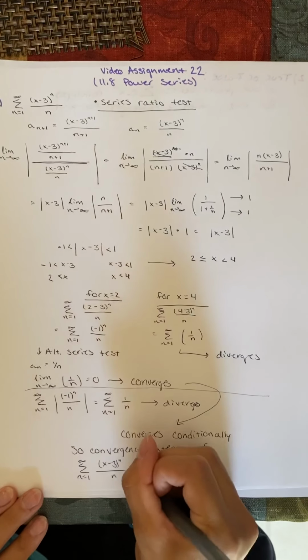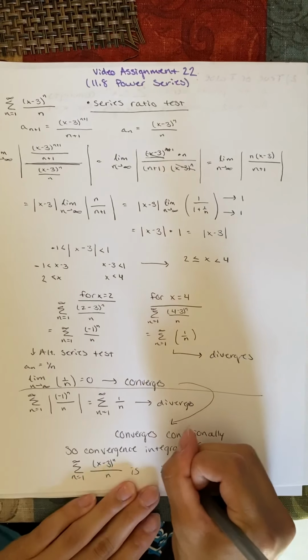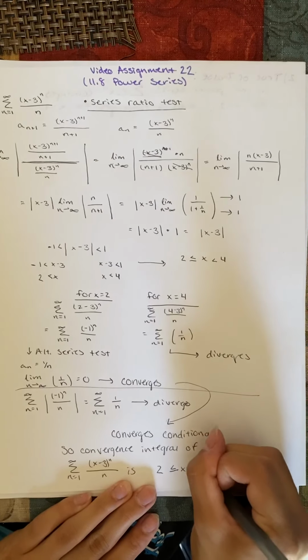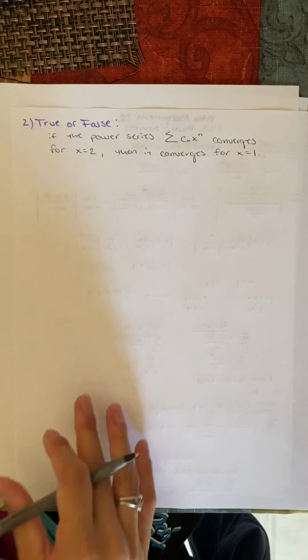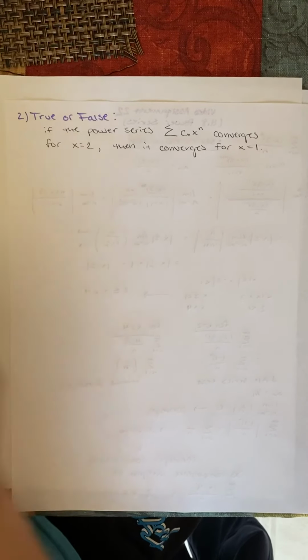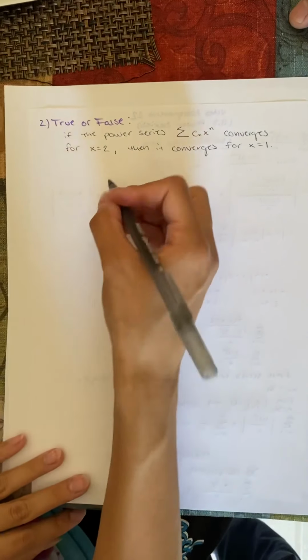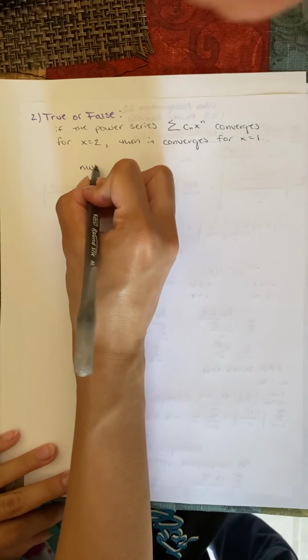So for the final answer, we've got 2 is less than or equal to x, less than 4 for that interval. And on the other side, we've got our true or false question about this power series: if it converges for x equals 2, then it must converge for x equals 1.